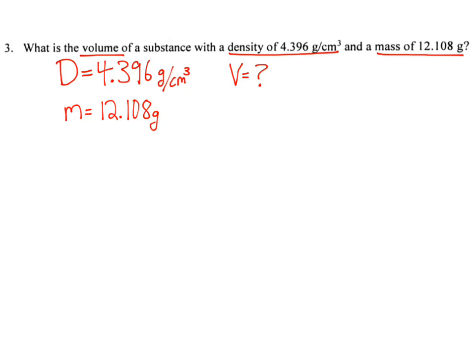Well, we know from the density equation that density is mass divided by volume. We can manipulate that for V, for volume, and when we do so, we get volume is equal to mass divided by density. Well, we are given mass and density, so now we just plug in our numbers. So volume is 12.108 grams over 4.396 grams per cubic centimeter.